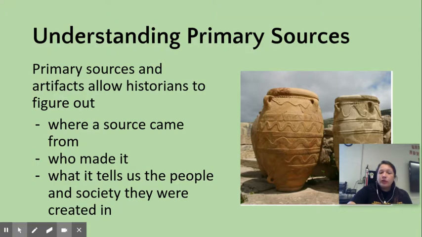So primary sources, again, help us answer the big questions, the who, what, when, where, why kind of questions. It helps us see when sources were made, what time periods they go into, what they were used for, and who used them. It tells us all about the society and the people that helped create these things.